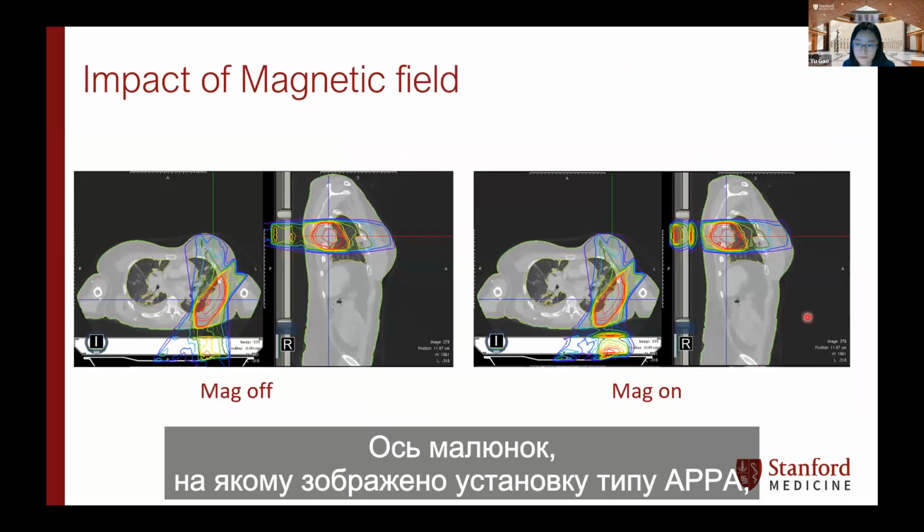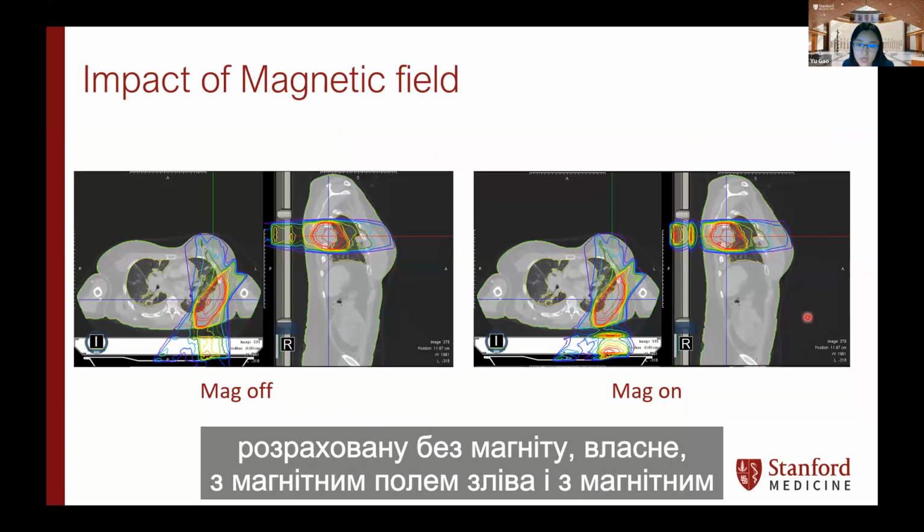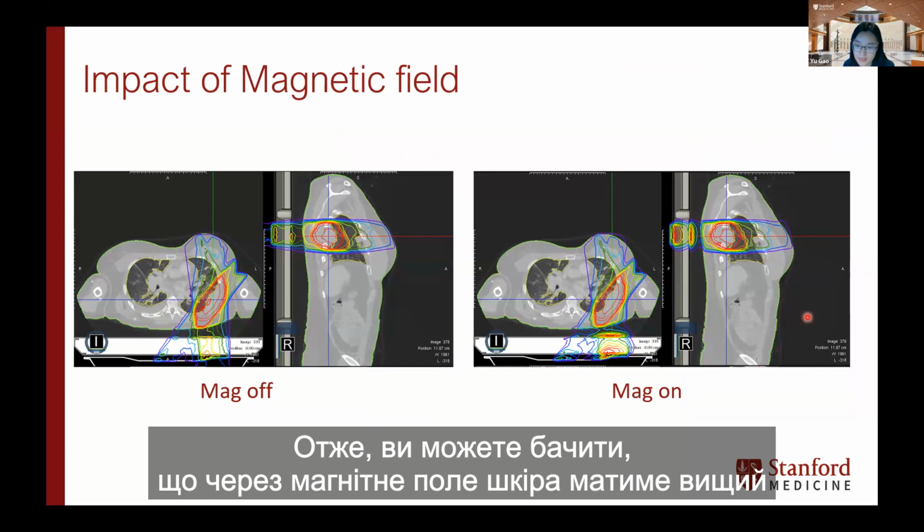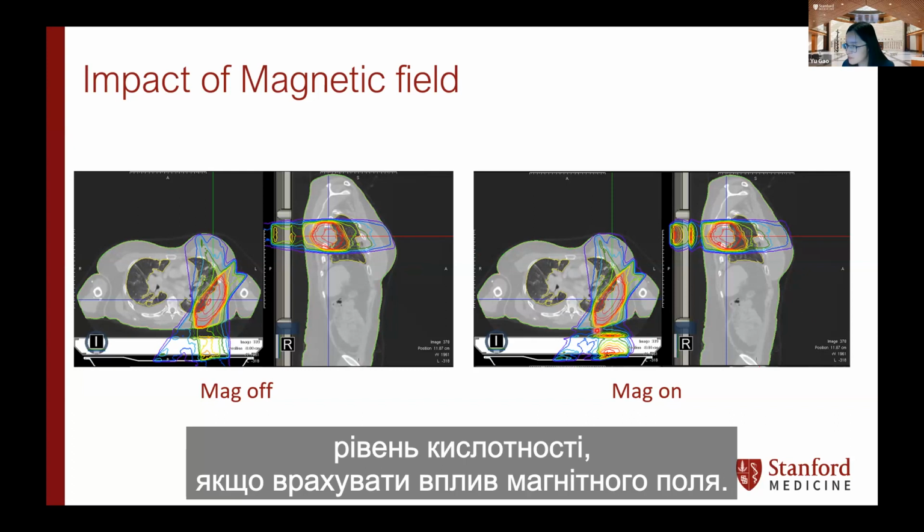So here's a figure showing an AP/PA type of plan calculated without the magnetic field on the left and with the magnetic field on. You can see that because of the magnetic field, the skin will have higher exit dose if you consider the impact of the magnetic field.